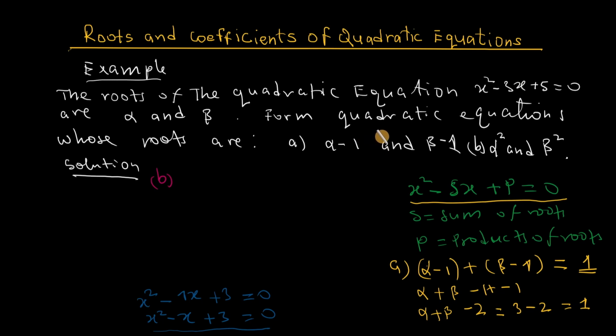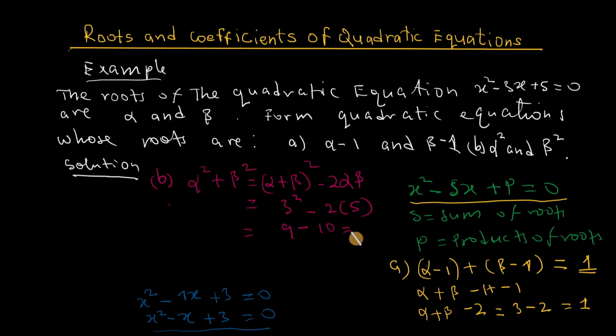B, form a quadratic equation whose roots are alpha squared and beta squared. So as I did in the A part, I need to look for the sum of roots, which is alpha squared plus beta squared. And previously we know that alpha squared plus beta squared is the same as alpha plus beta squared minus 2 alpha beta. Our alpha plus beta of this equation was 3. That's 3 squared minus 2 times alpha beta, which was 5, which is the same as 9 minus 10, which is equal to negative 1. So the sum of roots is negative 1.